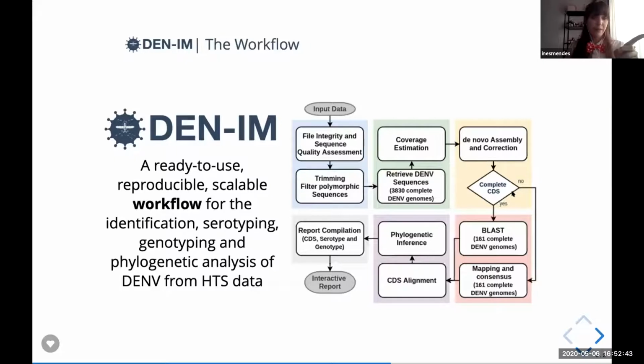If we still don't have a complete CDS, probably due to coverage problems, we do a consensus assembly. And then we also have the serotype and genotype information. We do an alignment with MUSCLE with all that. We compute a phylogenetic tree, and then we have a report that you can interact with.